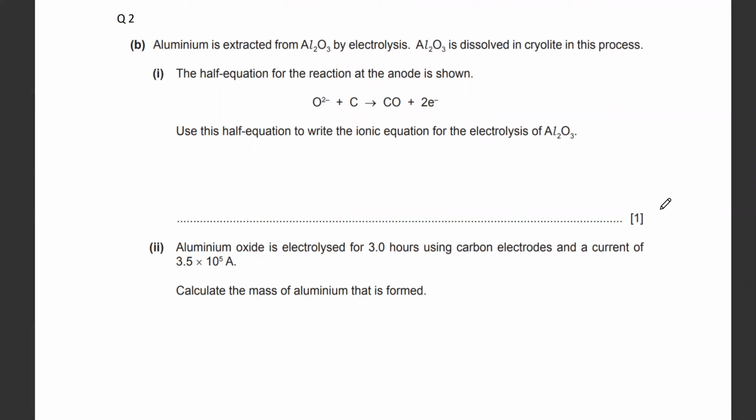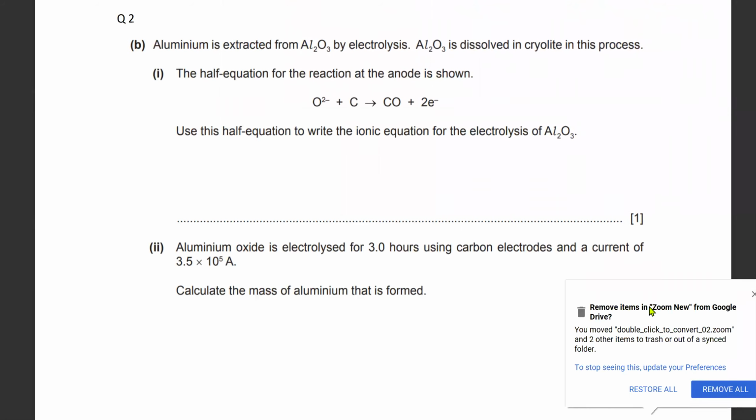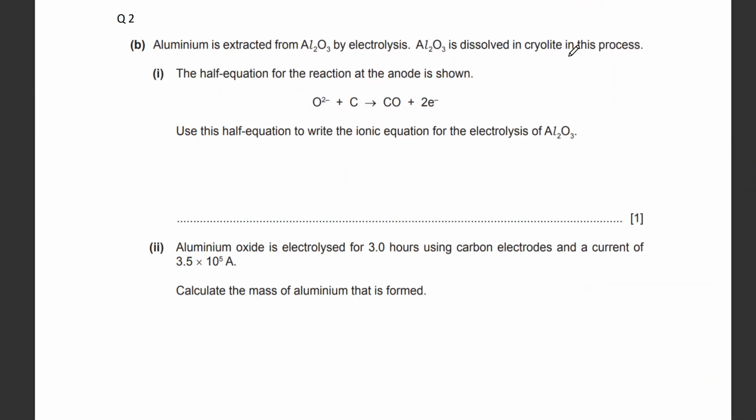As the next one, you've got this one, the half equation. He's saying the aluminium is extracted from Al2O3 by electrolysis. Al2O3 is dissolved in cryolite. In this process, the half equation for the reaction at the anode is shown. This is the oxidation equation, I think. So you're given the oxidation equation. Use this half equation to write the equation for the electrolysis of aluminium oxide.